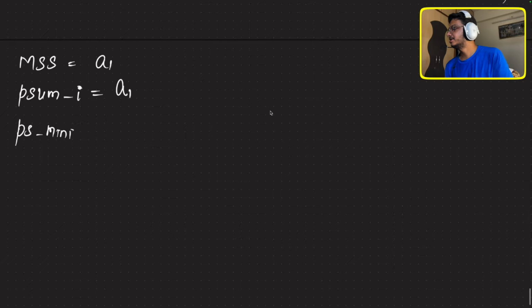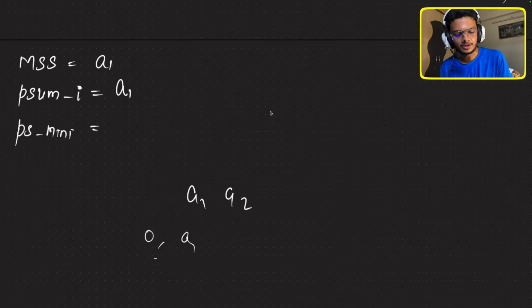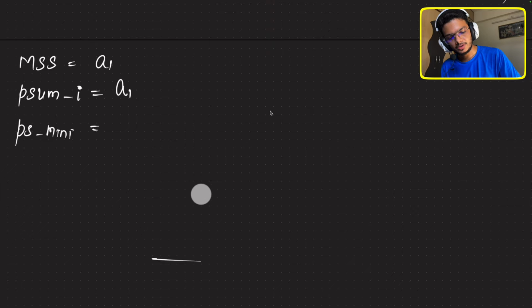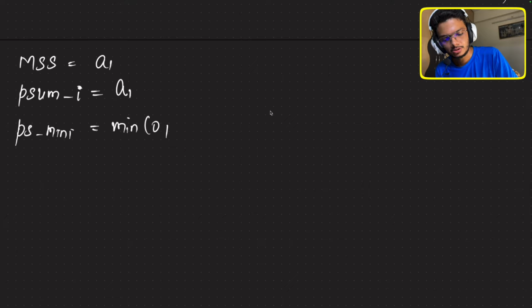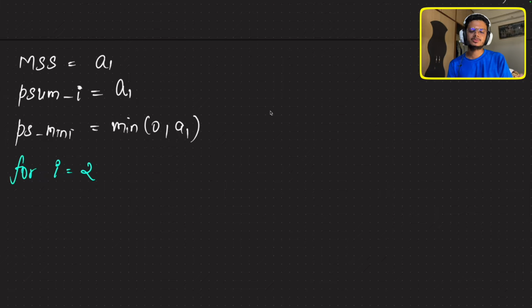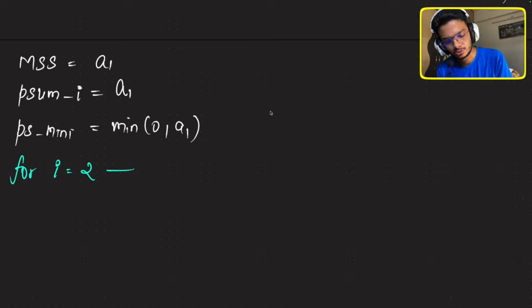So let's initialize prefix sum of mini. So when you are the second guy, this would be minimum of what? 0 and even, right? So 0 and the prefix sum till the first guy. So this should be right now minimum of 0 and even, right? Fine. And then I can just run a loop. I can go from I equals to 2 because I already have computed the maximum subarray sum ending at index 1, from I equals to 2 till n.